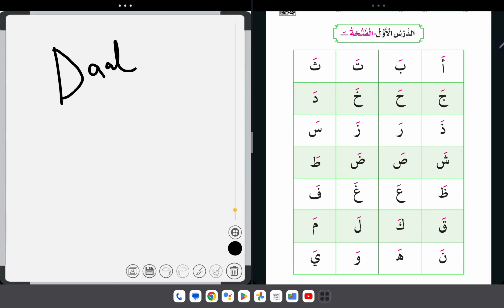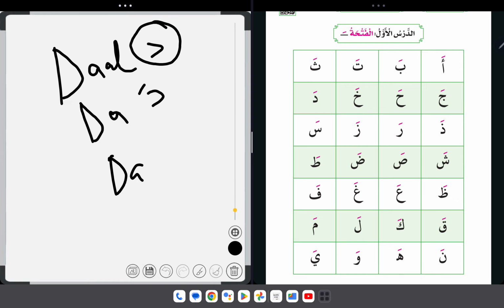Okay. But the sound when it carries fatha, you can see the name of the letter when it's not carrying anything is dal. But the sound when it carries fatha becomes what? Da, da, da. Remember, I did not say da. I said da, da.